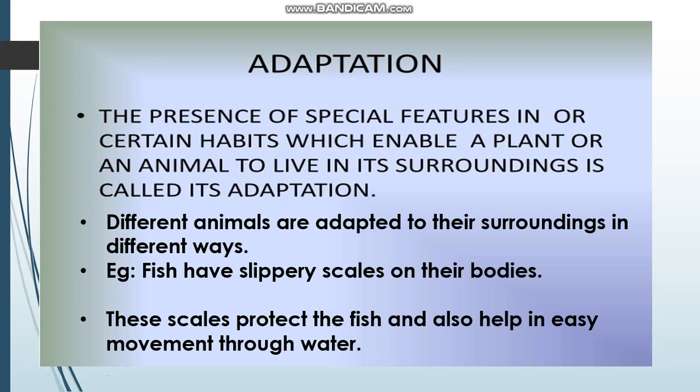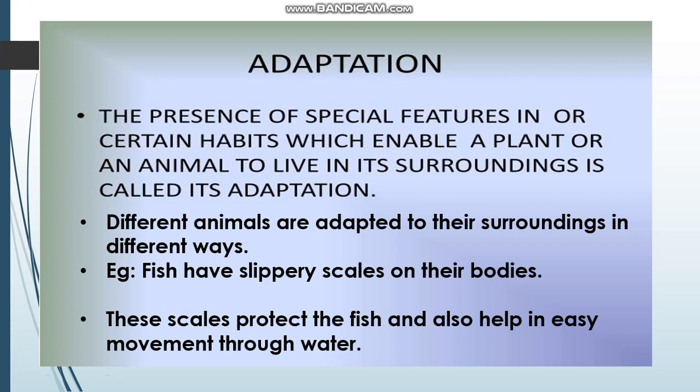Adaptation: the presence of special features or certain habits which enable a plant or an animal to live in its surroundings is called adaptation. Habitat provides an organism everything it needs to survive, like food, shelter, and proper weather conditions such as rainfall, temperature, heat, for their reproduction and for their survival. So different animals are adapted to their surroundings in different ways.